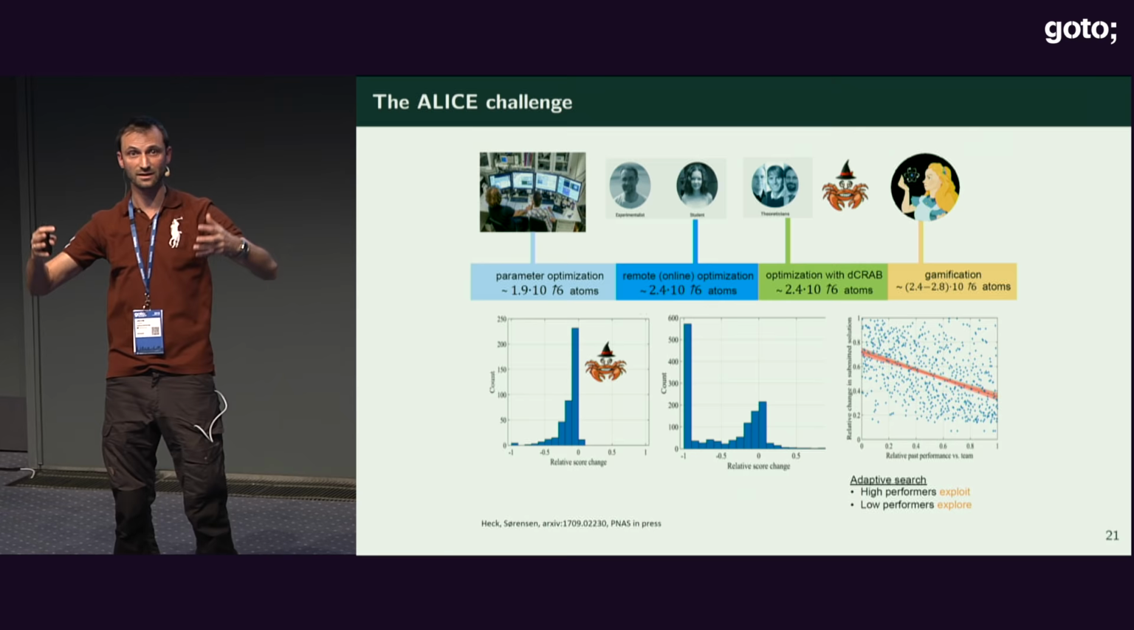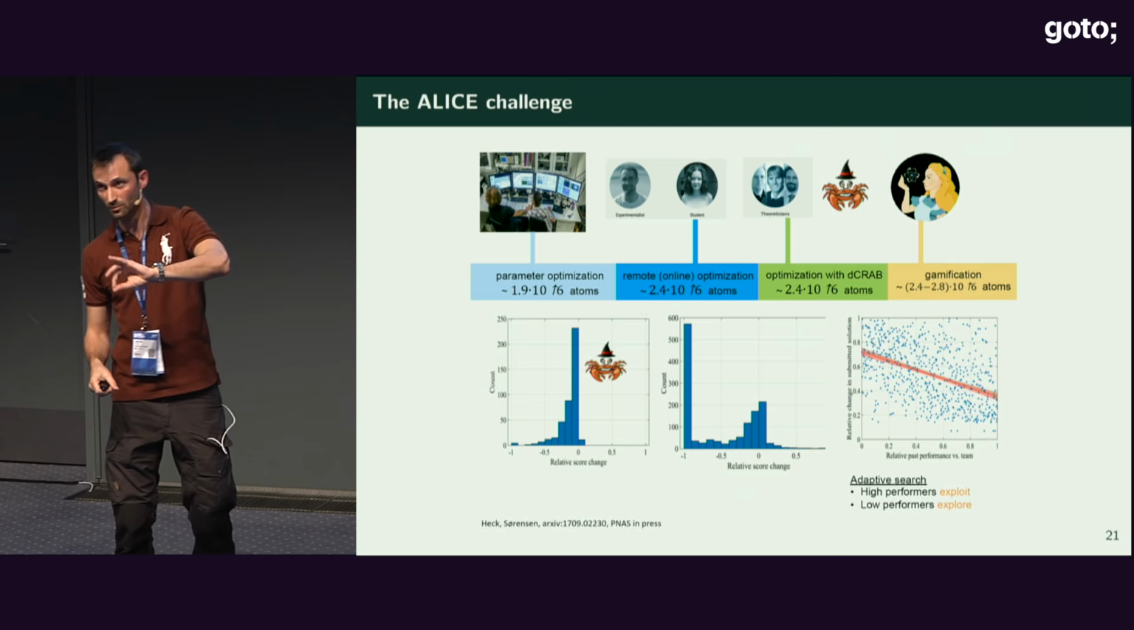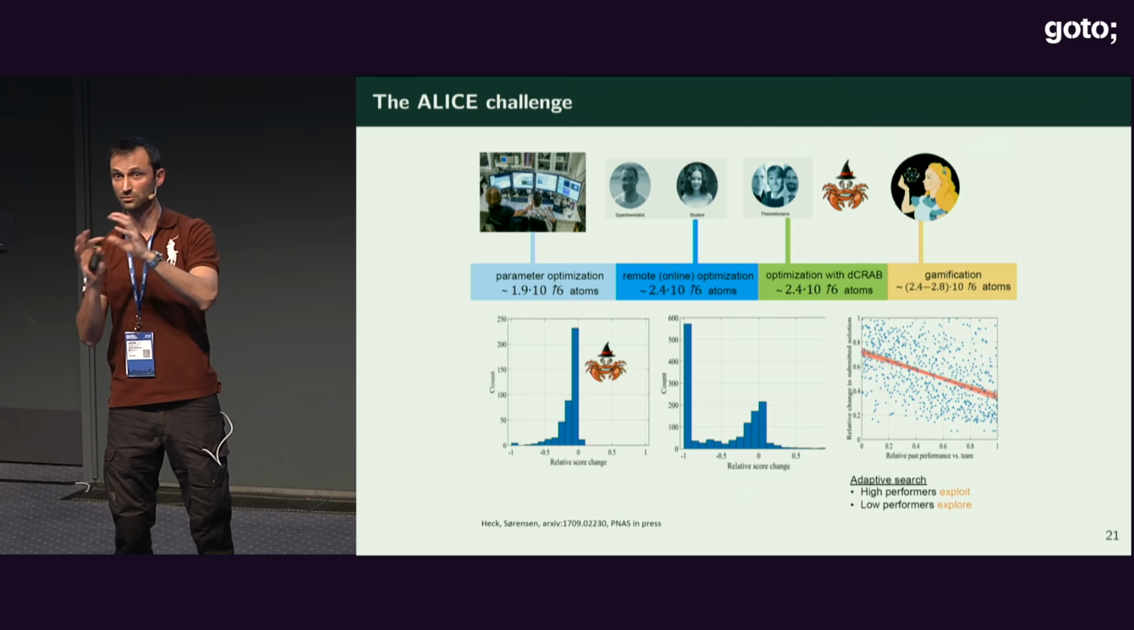and trying to find out something in real world settings. And what we could discover here was that the humans were very efficient at optimizing this problem because they had access to each other's solutions.